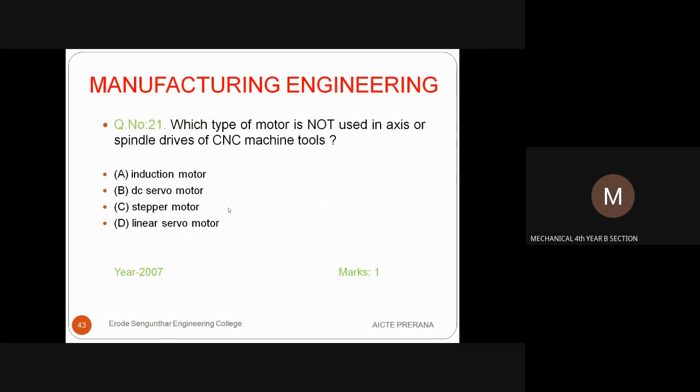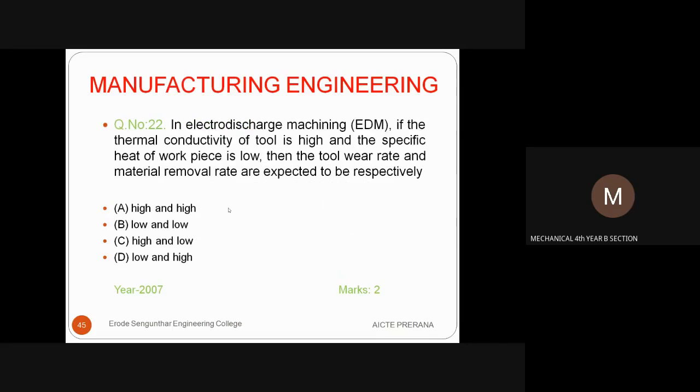Right? Hope you understand. So question number 22. In the electro-discharge machining (EDM) process, if the thermal conductivity of the tool is high and the specific heat of the workpiece is low, then the tool wear rate and the material removal rate are expected to be respectively. They are asking what will be the tool wear rate and metal removal rate in the case of the EDM process. If the thermal conductivity of the tool is high, what happens to the wear rate and metal removal rate? That is our question.